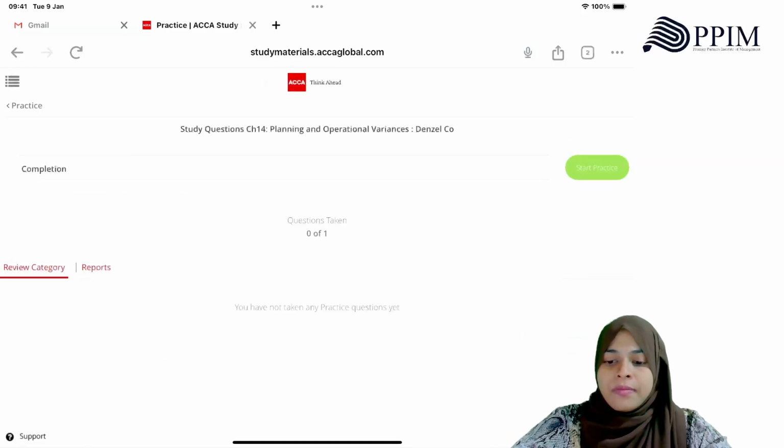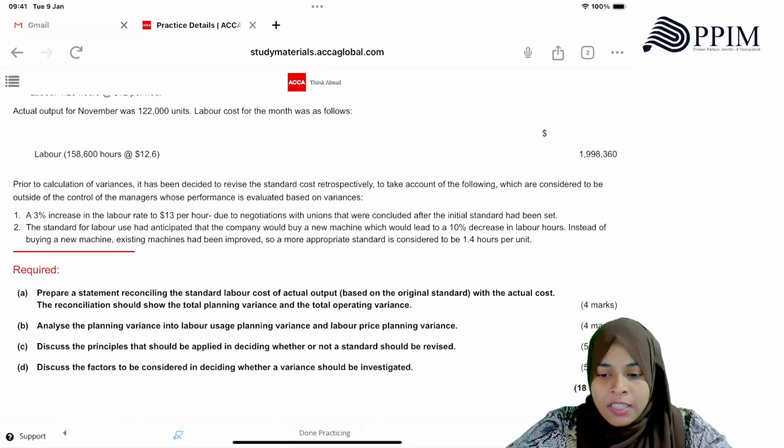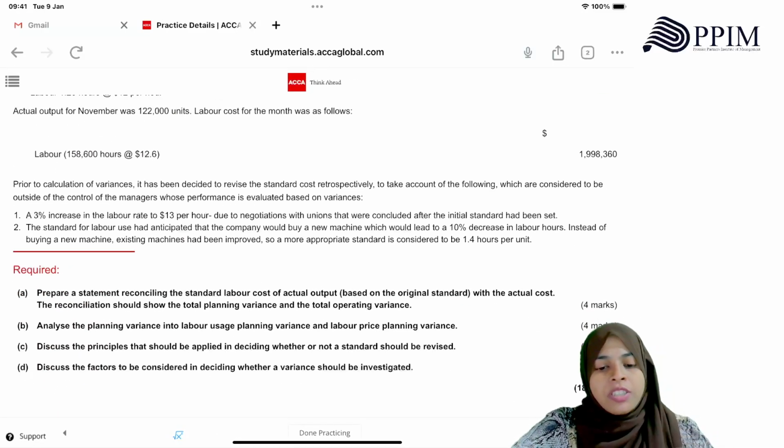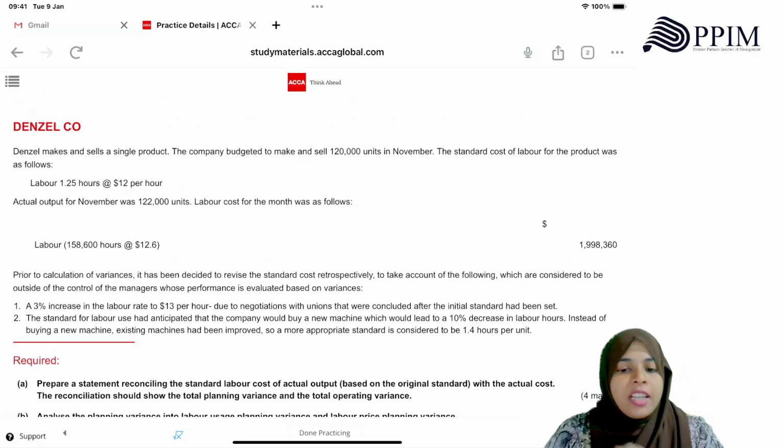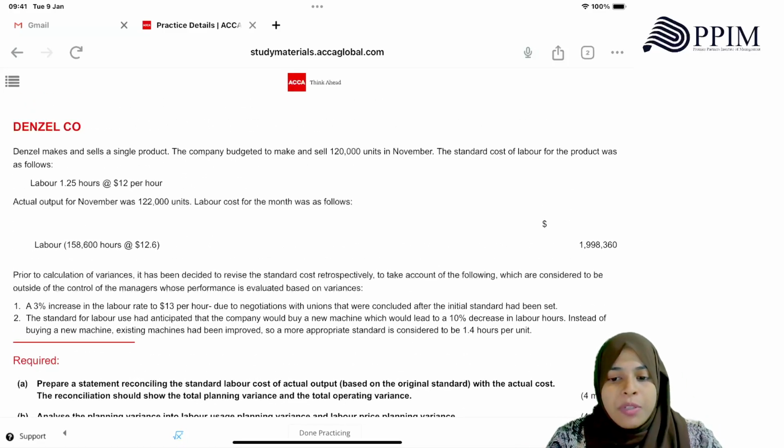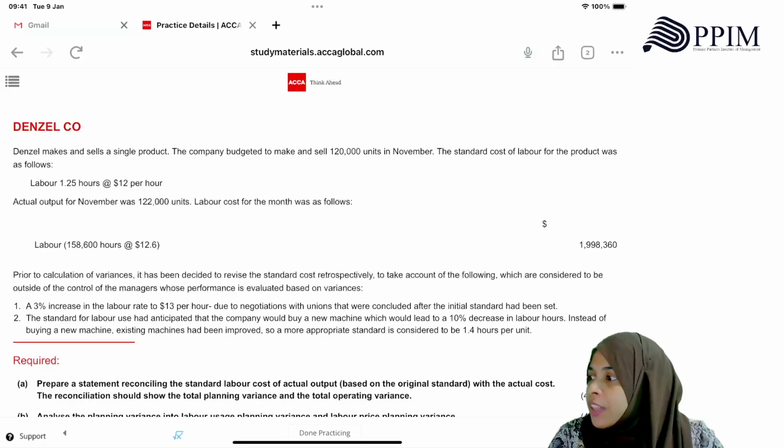Can you see here? The first question. Okay, this is the question. Denzel makes and sells a single product. The company budgeted to make and sell 120,000 units in November. The standard cost of labor for the product was as follows. Labor 1.2 hours at 12 per hour. Actual output for November was 122,000 units. Labor cost for the month were as follows. So the monthly labor cost is given as 58,600 at 12.6. It's the actual one.